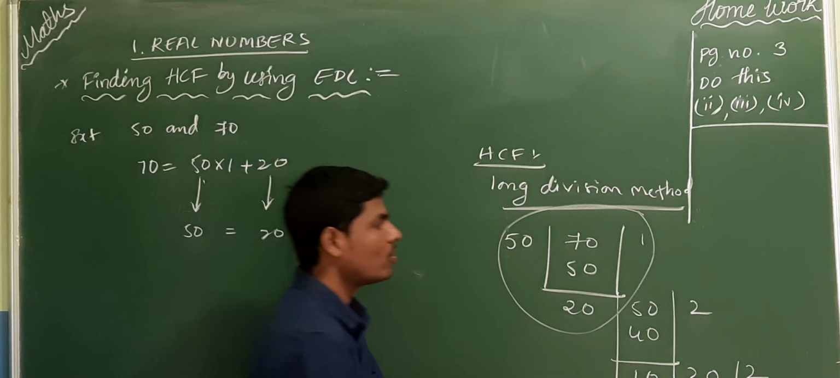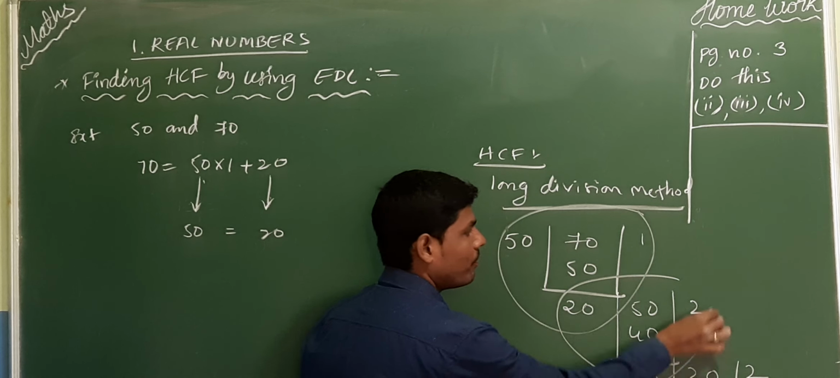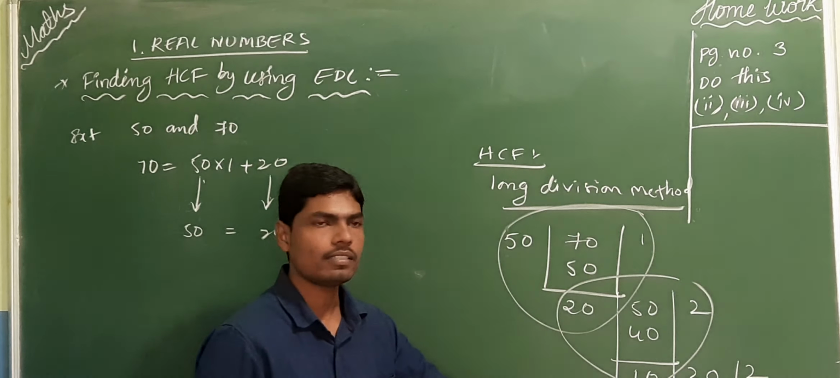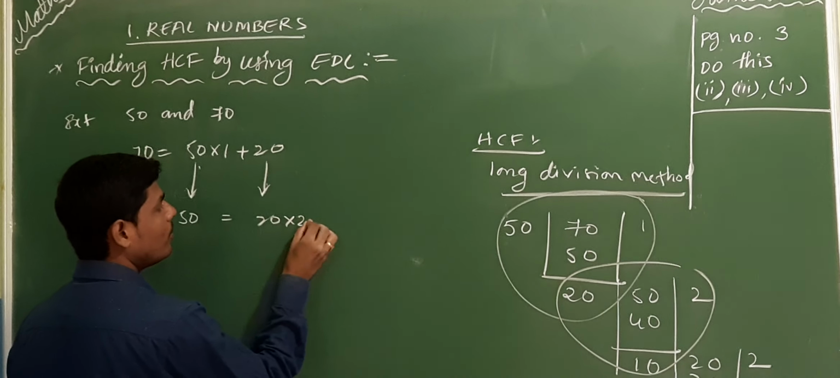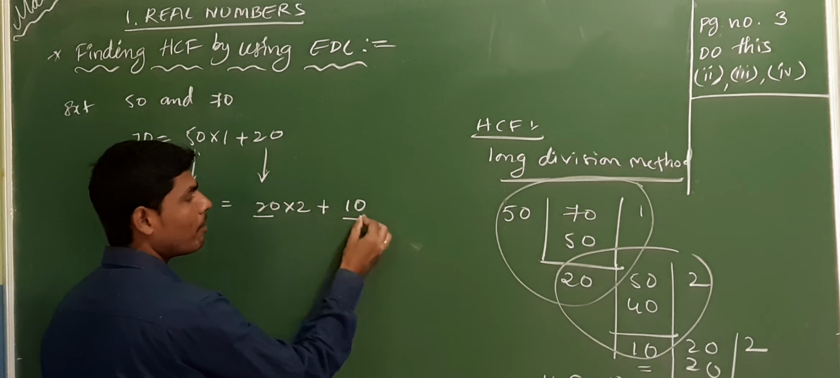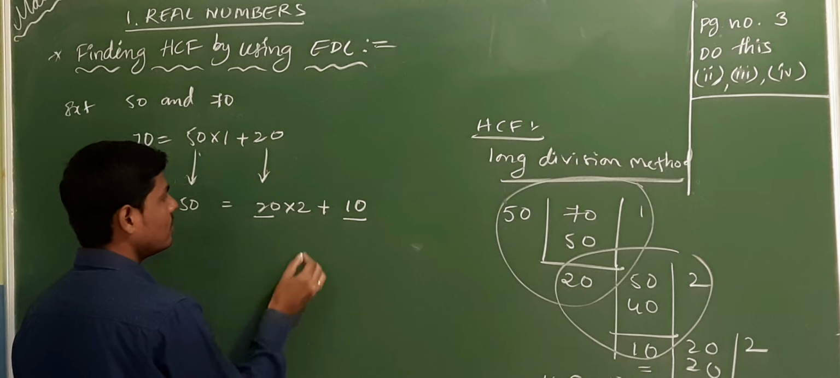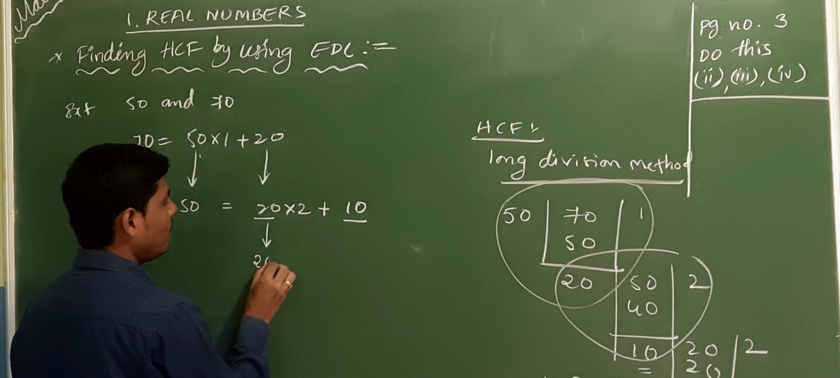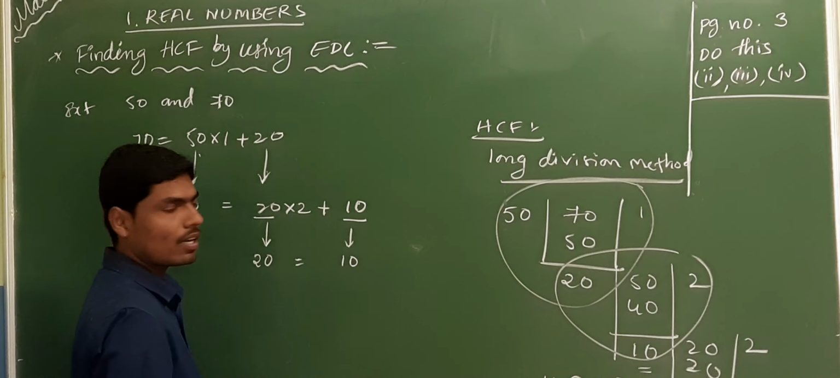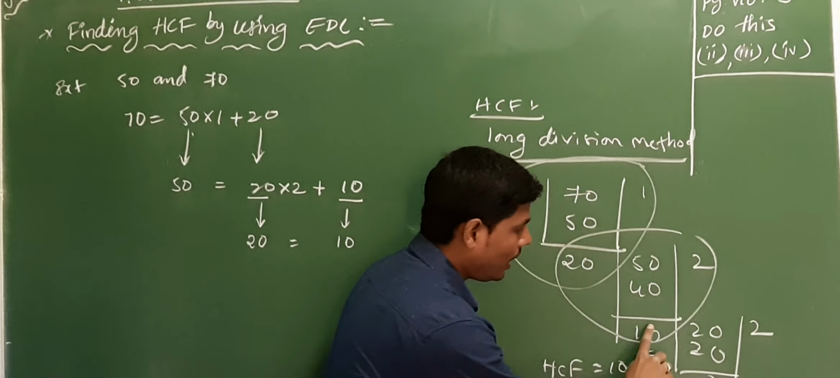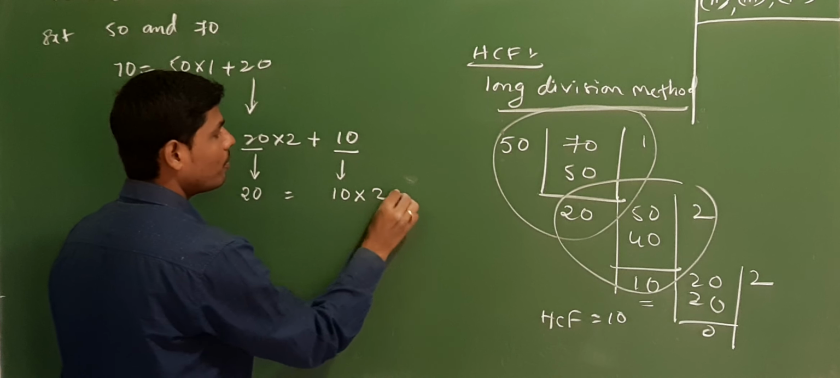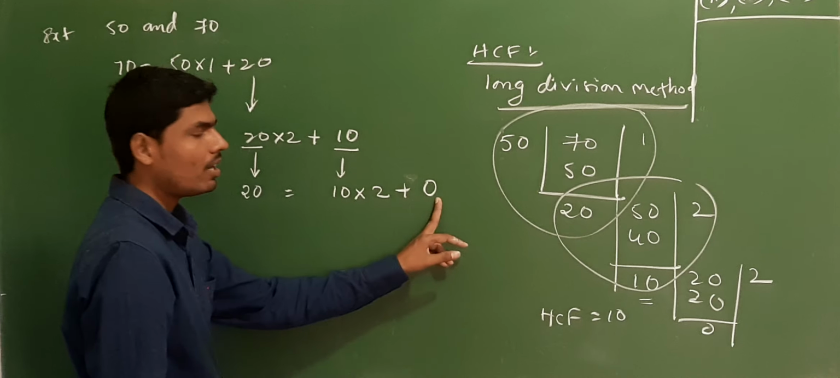So now go with the second step. That is 20 into 2 plus 10. Now this is the divisor, this is the remainder. Next, follow: 20 is equal to this, 10. Now third step, 10 into 2 plus 0. See, finally we got remainder 0.